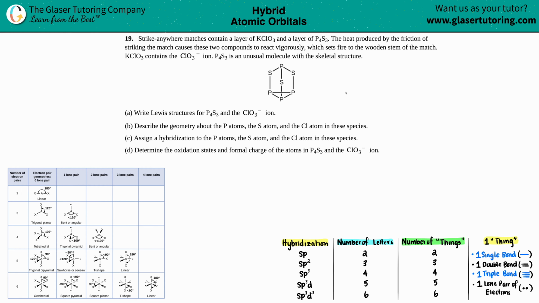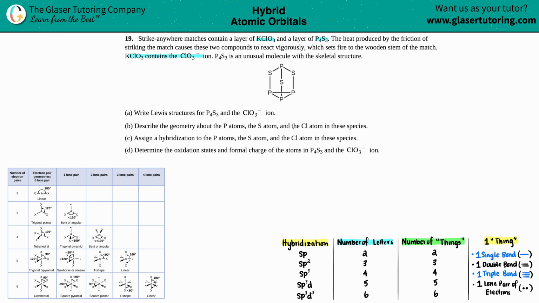Number 19. Strike anywhere matches contain a layer of KClO3 and a layer of P4S3. The heat produced by the friction of striking the match causes these two compounds to react vigorously, which sets fire to the wooden stem of the match. KClO3 contains the ClO3- ion, and P4S3 is an unusual molecule with the skeletal structure of this.